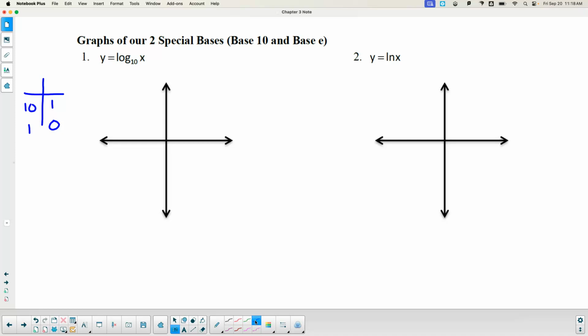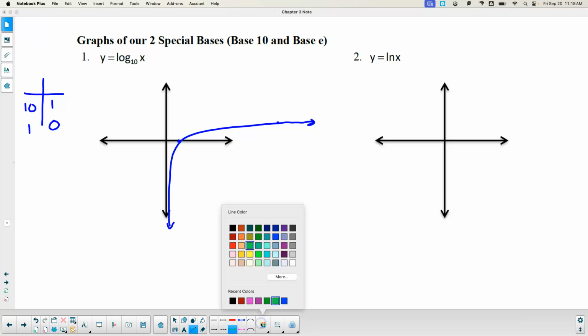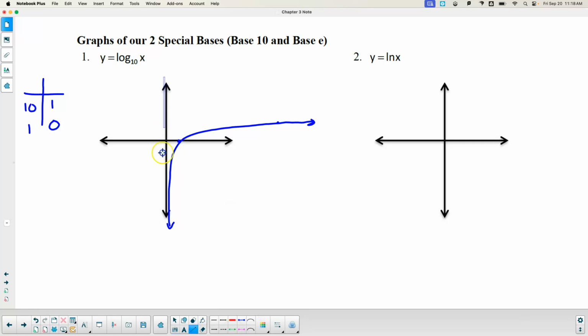So on a graph, I would go through (1, 0) and (10, 1). So I would come up, scroll through there. I would still have a vertical asymptote at x equals 0.